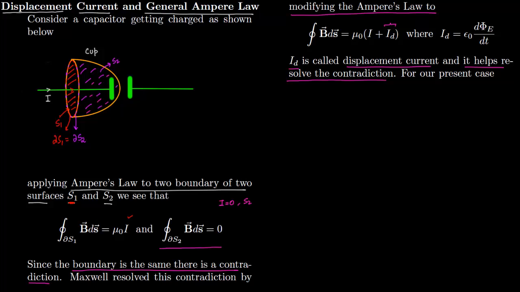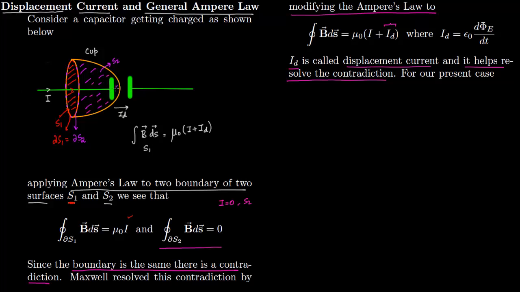So now our formula would be the integral of B dot dl equals mu naught times I plus I of d. If you're talking about surface S1, then you will say there is no displacement current here. First notice that the displacement current is only between the capacitor plates. So displacement current is only from here to here. There is no displacement current here or here. So displacement current is only between the capacitor plates.